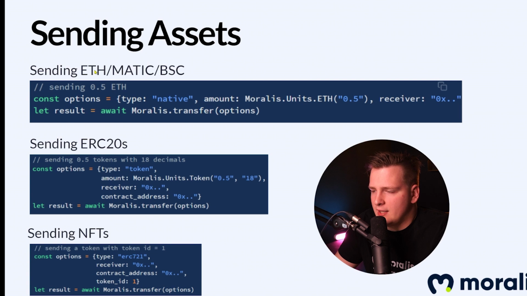Look here. In order to send ETH, MATIC or Binance chain, I write moralis.transfer and I put in some options, like for example, the amount, the receiver, and that's it. If I want to send an ERC20, I don't have to specify any ABI, or I don't need to know anything about how this works under the hood, because the problem with not using Moralis is that you need to know how ERC20s work under the hood.